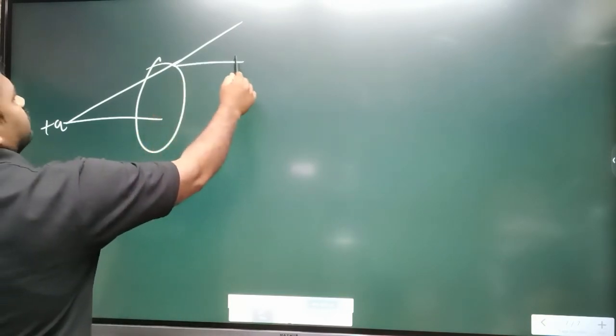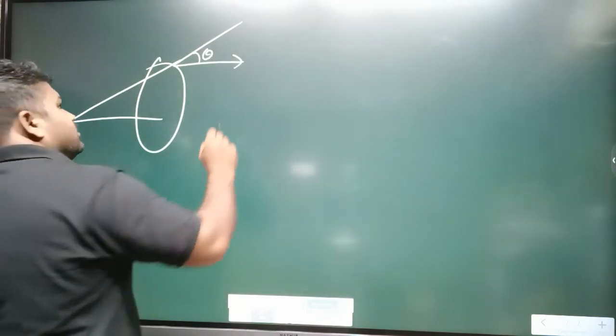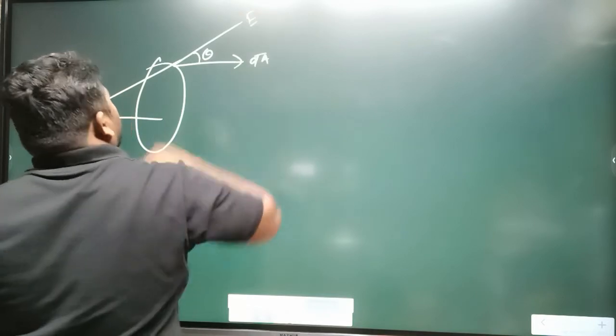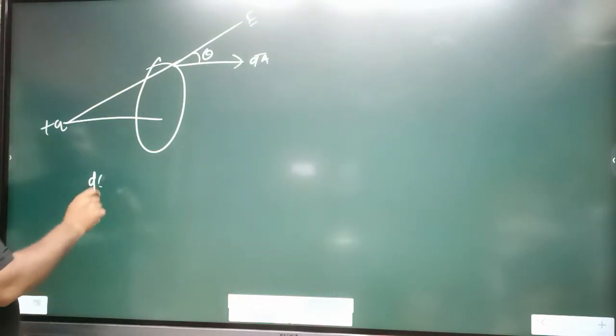Normal to the surface means this is called theta, yes or no? This is the dA bar direction, and this is the E bar. Okay, means d phi is equal to how much?